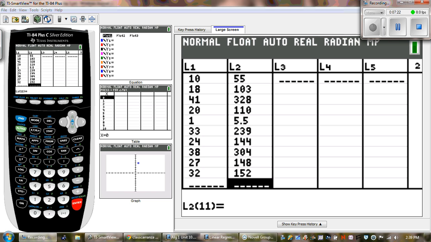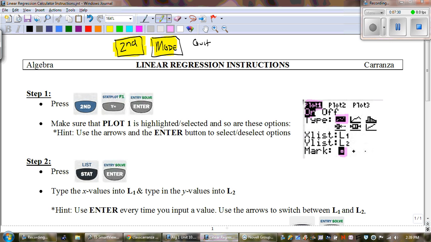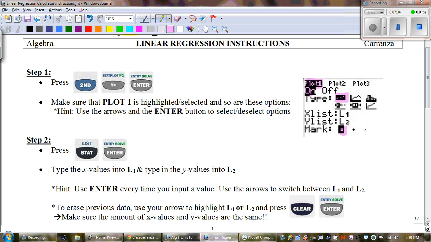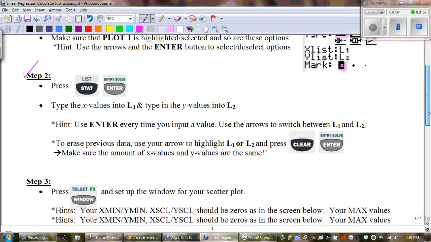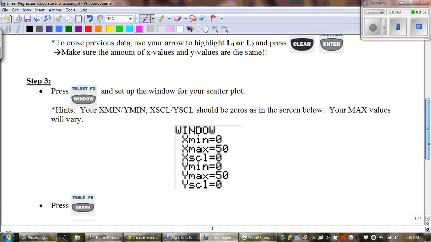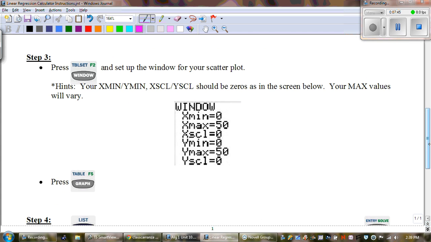Okay, and there you go. So those two should be exactly the same. Awesome. Now we're going to go back to this. We already did step 1. Woohoo! We just finished step 2. And now we're moving on to step 3. Step 3 says to hit the table set and set up the window for your scatter plot.